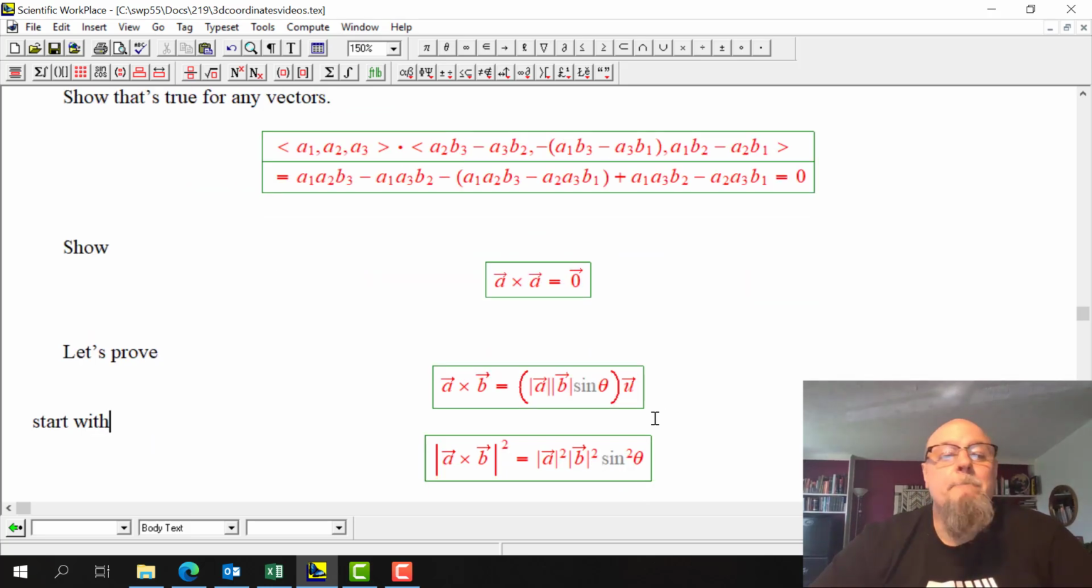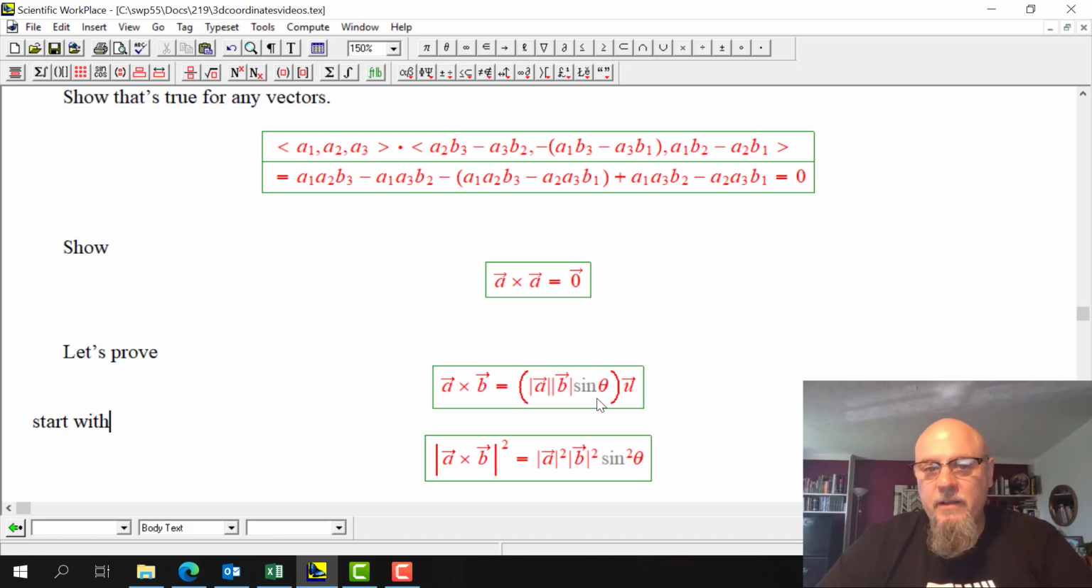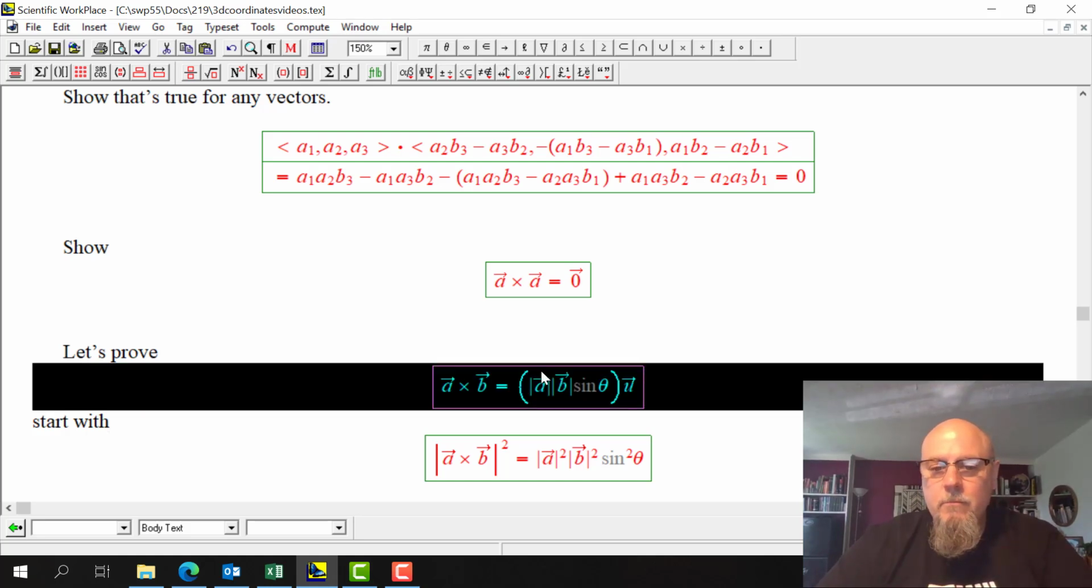So I know that the vector I get when I take A cross B is perpendicular to A and perpendicular to B. We proved that up here. So really I just need to talk about its magnitude. If I can prove that the magnitude of A cross B is equal to magnitude of A, magnitude of B, sine of the angle between them, I would have proved that formula.